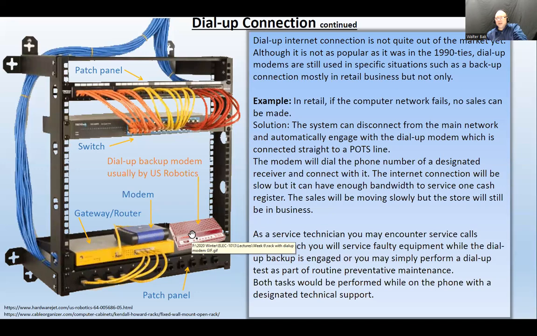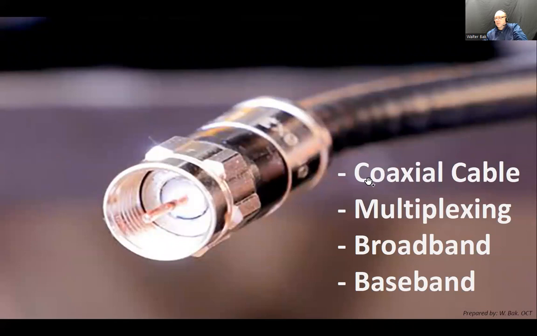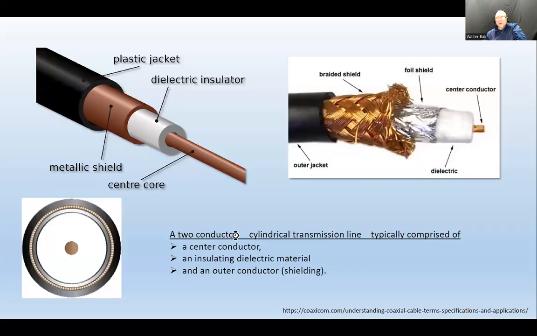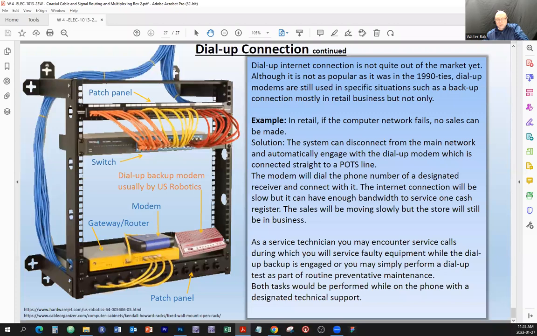So in this whole presentation, we learned about the coaxial cable and the difference between impedance and characteristic impedance. We talked about multiplexing in a broadband and baseband form. All right, this concludes this lesson. We went a little bit over time.